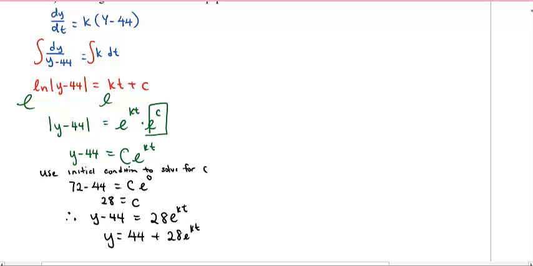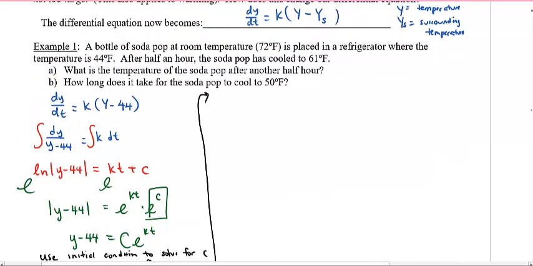Or, if you want y by itself, then y equals 44 plus 28 e to the kt. Now, we're still not done because we need to solve for k. So I'm going to move back up here and ask, how in the world am I going to solve for k? Well, I do have some other information here. It says, after half an hour, the soda pop cooled to 61. So, to find k, I want us to plug in this piece of information. In this case, t equals 30, after 30 minutes, and the y value is now 61.